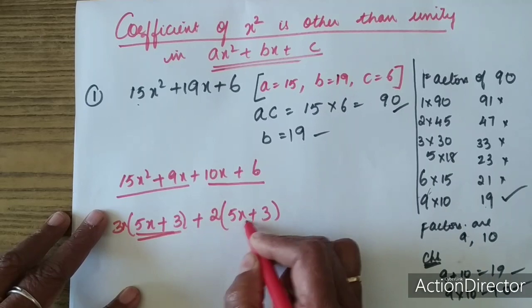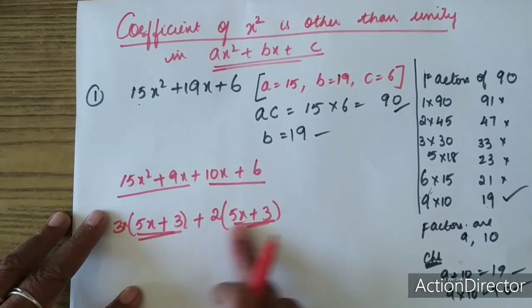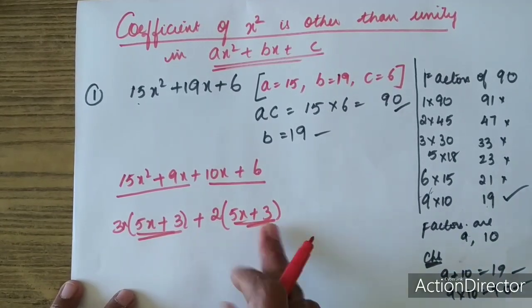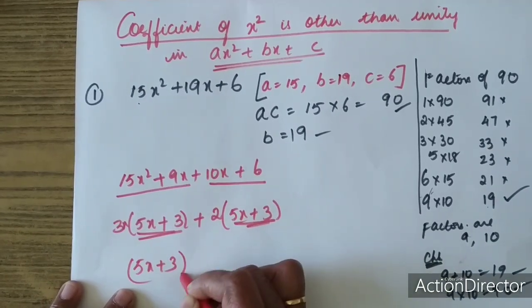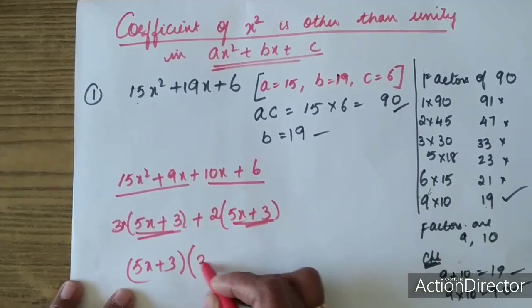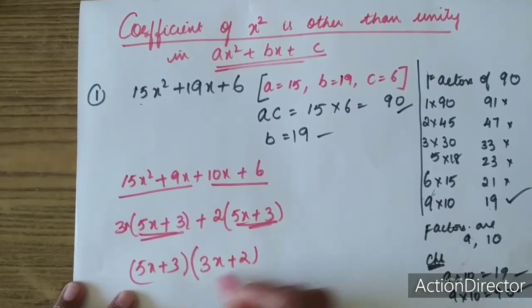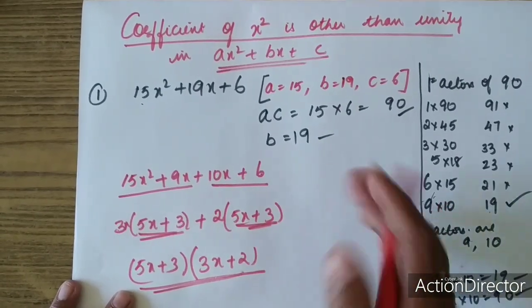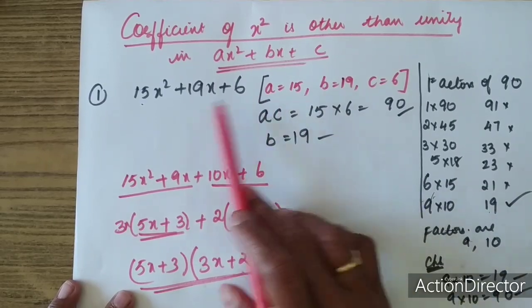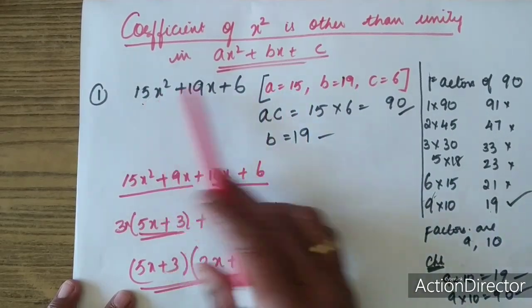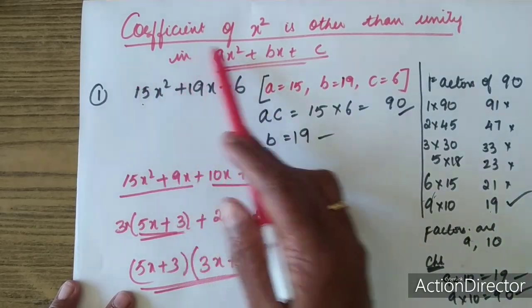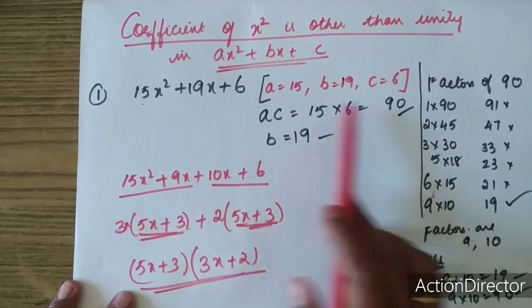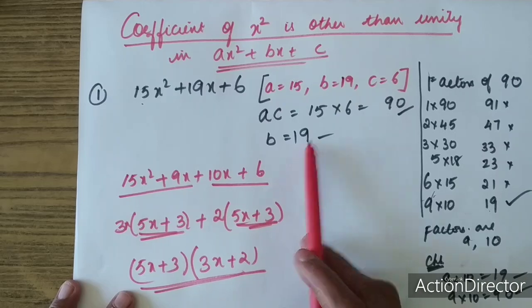Are you able to observe? Both the factors are the same, 5x plus 3 and 5x plus 3. So 5x plus 3, I will take it out, and 3x plus 2. So the procedure is the same in both the cases. The only thing is that the coefficient of x square was unity earlier, and here it is 15. In both the cases we find only AC, A multiplied by C, as the product, and the middle term B as the sum.